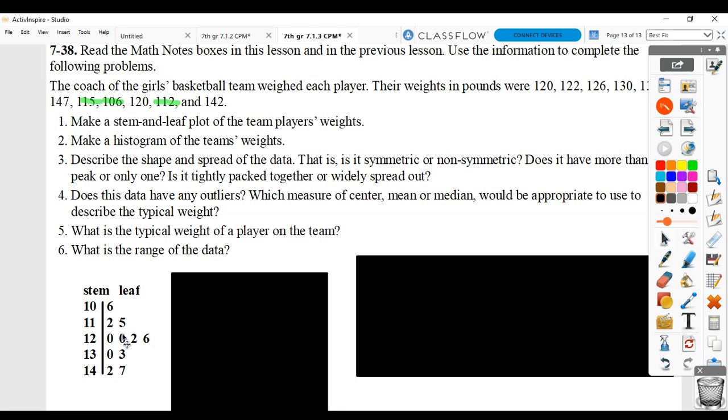The other thing I want to mention about that is remember that these need to be in order. And remember that you need to have all the stems represented from your lowest to your highest, even if they don't have any leaves. Then they want a histogram of their weight.